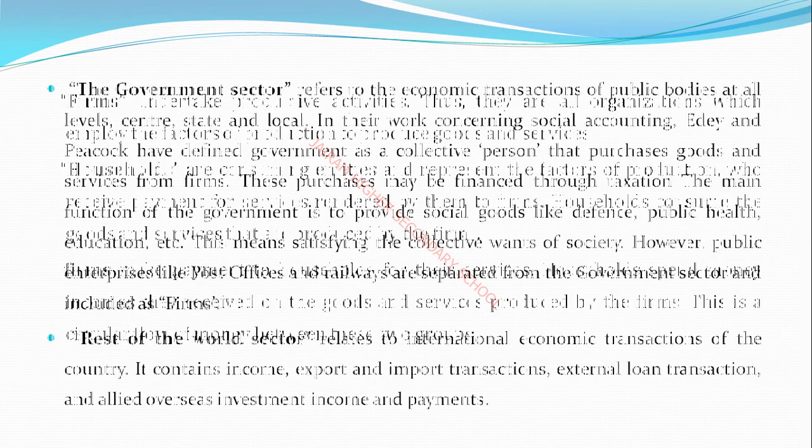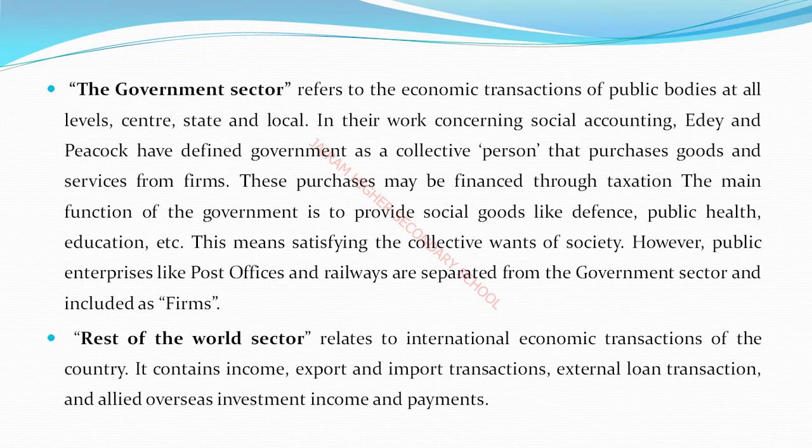Next, the government sector. It refers to the economic transactions of public bodies at all levels. What is the meaning of the government sector? It means the economic transactions of public bodies at all levels: central, state, and local.